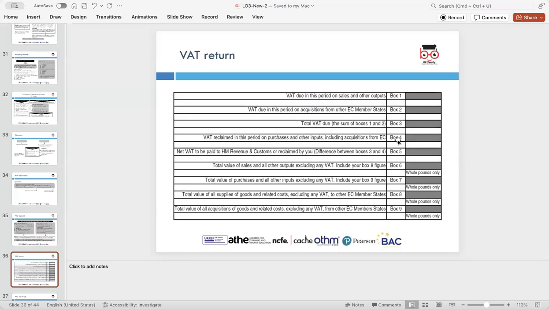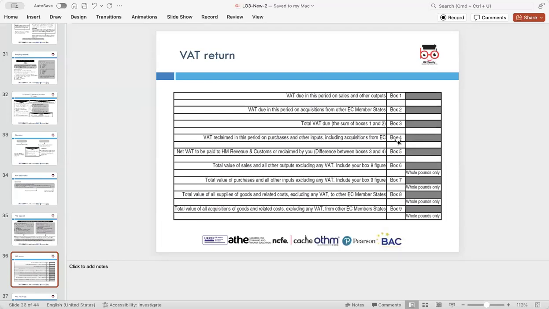Then box 4: input VAT on purchases and other inputs including acquisitions from the EU is reported here. This box also includes any bad debt relief claimed. Box 5, the net VAT to be paid to HMRC or reclaimed by the business, is calculated as the difference between box 3 and 4.